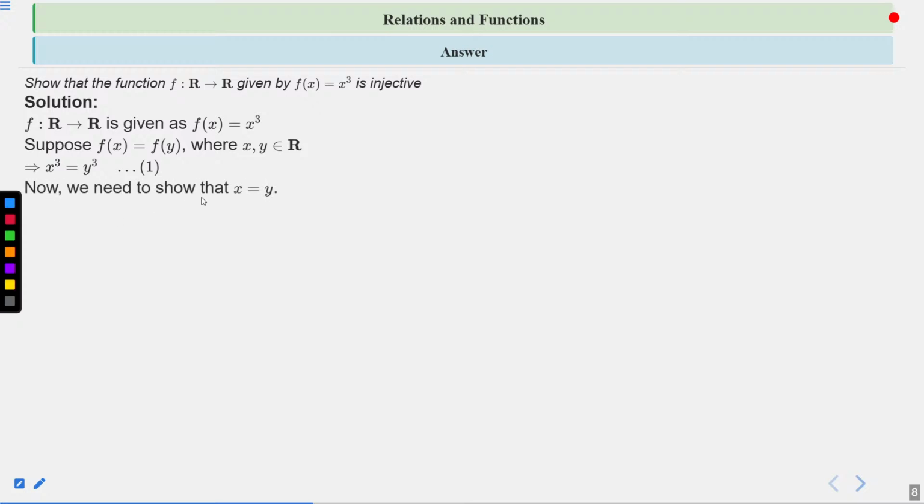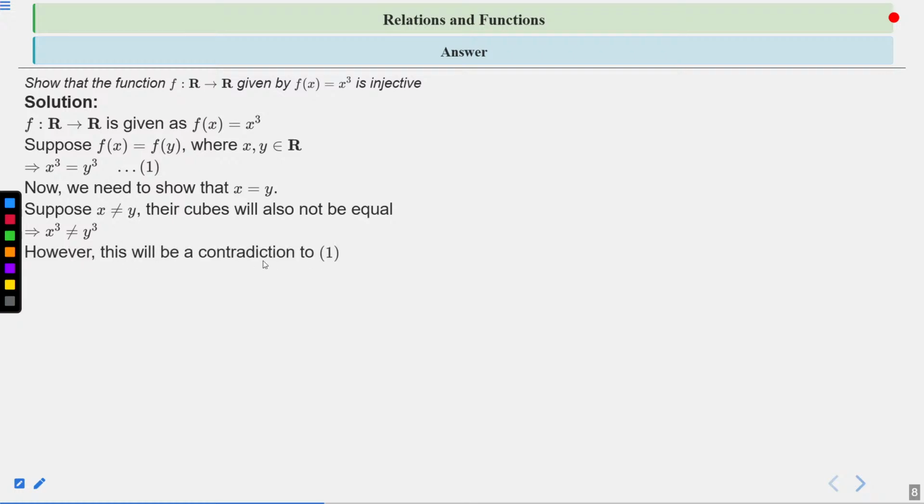Now we need to show that if x cube is equal to y cube, then x is equal to y. Suppose x not equal to y, right? So their cubes will not be equal, right? If x is not equal to y, then how will x cube be equal to y cube? It is a simple, logical thing. So therefore, if x is not equal to y, then x cube is not equal to y cube, then injectivity will not be satisfied, right? Simple.